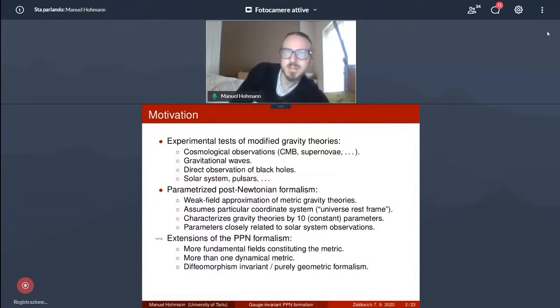There are different extensions to this formalism. One can look at more fundamental fields than the metric, like a tetrad field, for example. One can look at several dynamical metrics, like in the bimetric theory we have seen in this session. And what I would like to focus on here is that we can use a particular formalism, which is diffeomorphism invariant, which uses geometry basically, and the so-called gauge-invariant higher order perturbation theory.